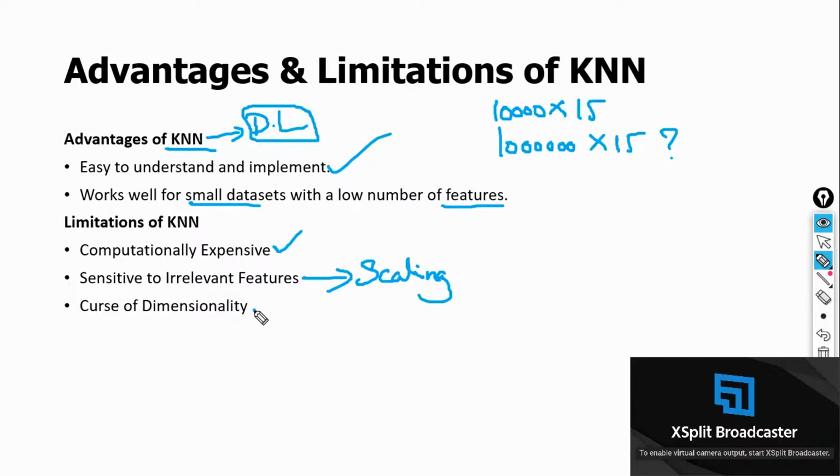And the third limitation of KNN is dimensionality, friends. If you're working on large data, KNN is not a preferred algorithm. That's what we have understood. It takes a lot of time to compute all the distances, and it takes a lot of effort to do all these things.